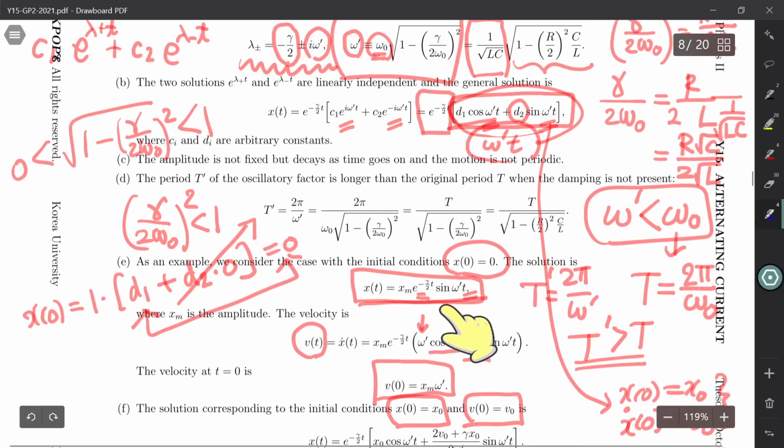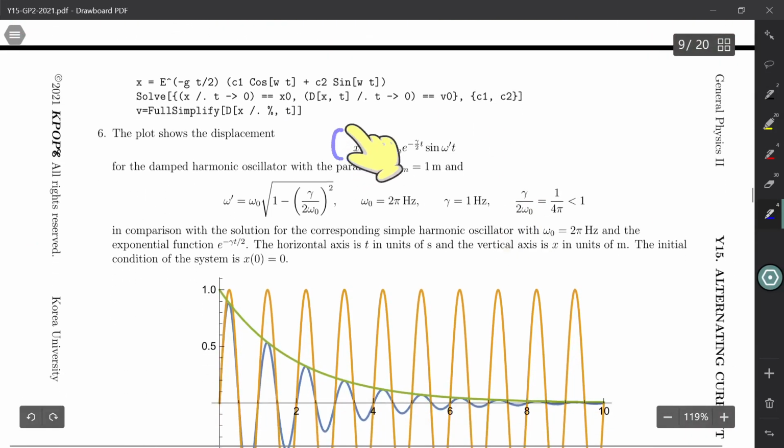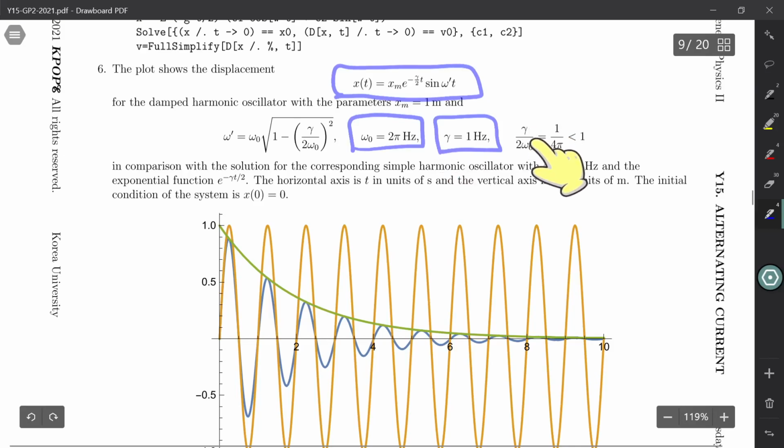We return to a simple special case. A special value, for example, omega 0 is 2 pi hertz and gamma equals 1 hertz. And gamma over 2 omega 0 equals 1 over 4 pi. That is much less than 1 and greater than 0. Therefore, this is an underdamped case.